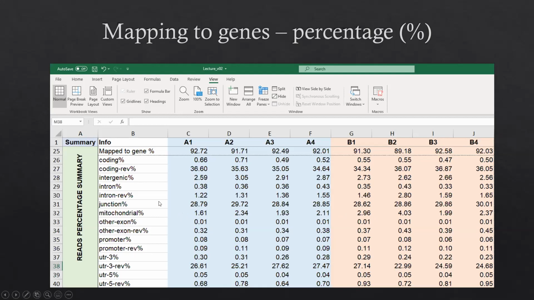And this is the junction percentage. If you are going to do alternative splicing analysis based on RNA-seq, the number of reads in the junction, or the junction percentage, is very important. It will give you more information about the splicing.